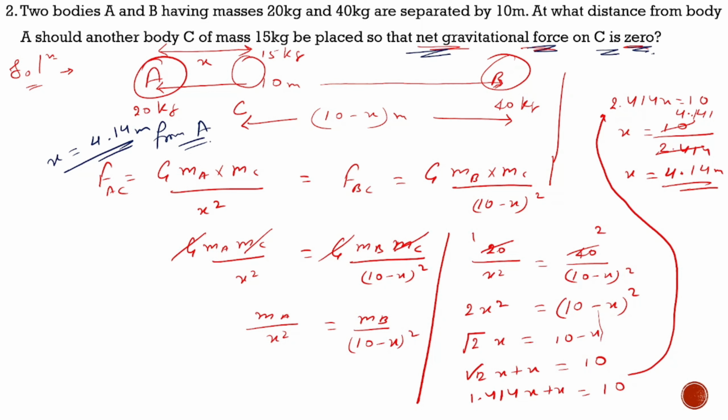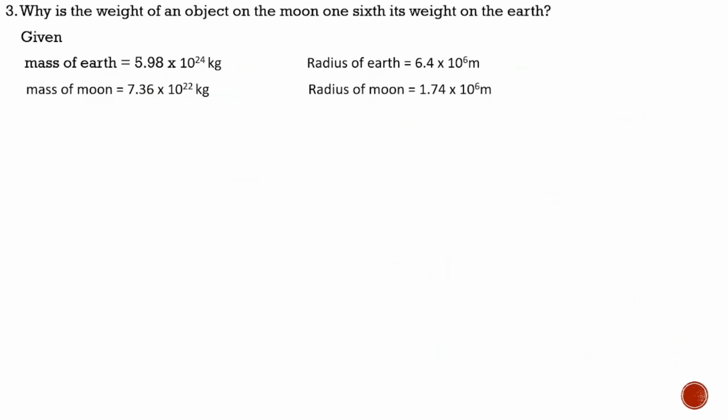Okay, now come to question number 3. Why is the weight of an object on the moon 1/6 its weight on the earth? We have some given data also: mass of earth, mass of moon, radius of earth and radius of moon. So let's start the solution. We have to show that the weight of an object on earth is 6 times the weight of the same object on the moon, or the weight of an object on the moon is 1/6 the weight of the same object on the surface of earth.